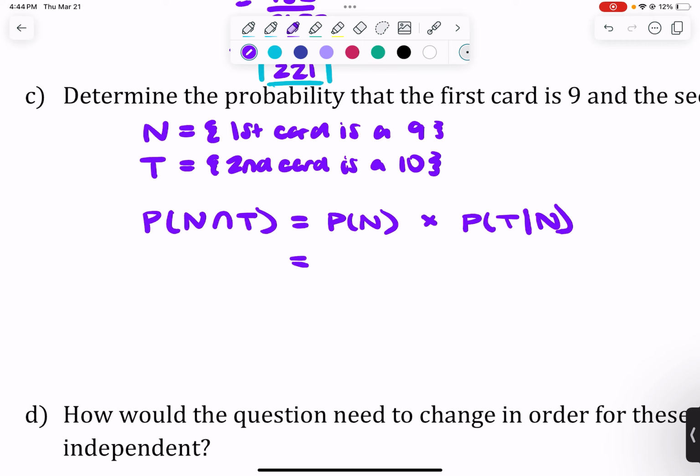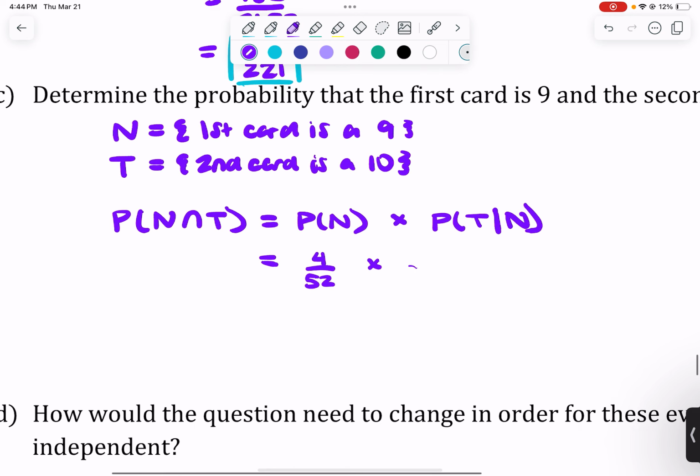For my first probability, it is a clean slate, nothing's already happened. There are 4 9s in my deck out of the 52. Now for my second probability here, I know that I haven't actually pulled out a 10 already, so all 4 10s are remaining. It's just now that one card out of my total deck is missing, one of the 9s, so I only have 51 options going on.